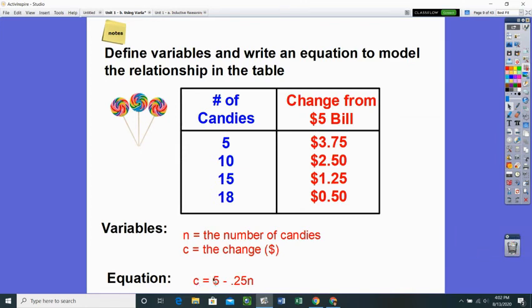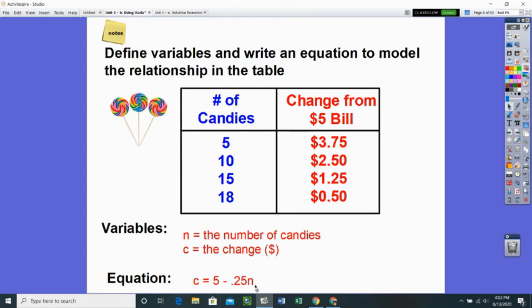The change equals 5 minus. Now, where did this 25 cents come from? Well, I had to do a little bit of intuition. Notice right here, $1.25 came off of that $5 bill. I lost $1.25, and there were 5 of them. Here, I lost $2.50, and there were 10 of them. So how much does each candy cost? 25 cents. I had to do a little bit of thinking there of how to get that.